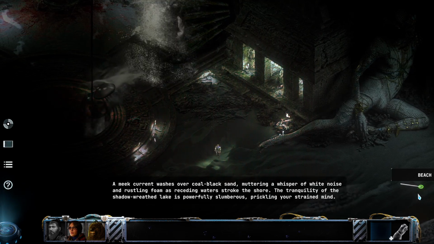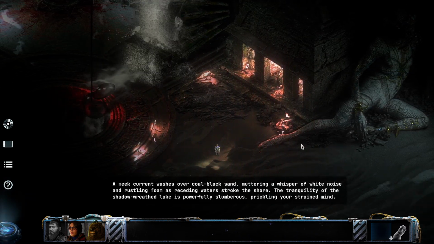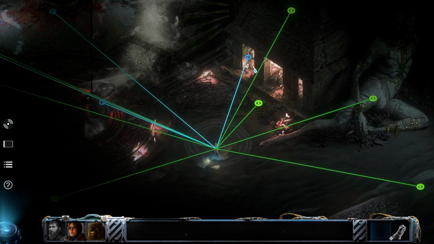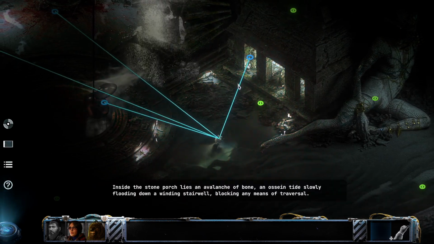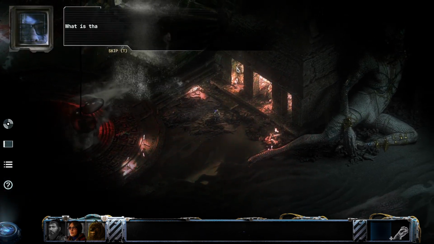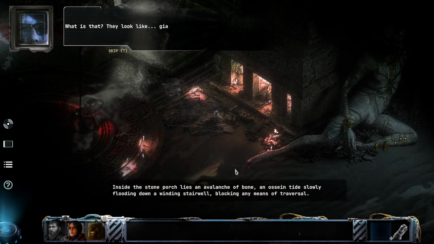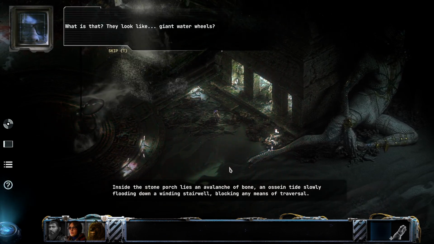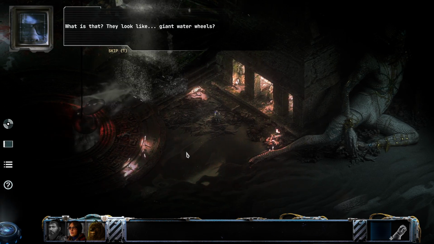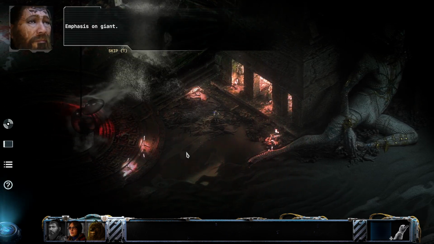Oh yeah, I have no idea how much time has passed for our characters. We might be very tired indeed. Is this... What is that? They look like giant water wheels? Emphasis on giant.